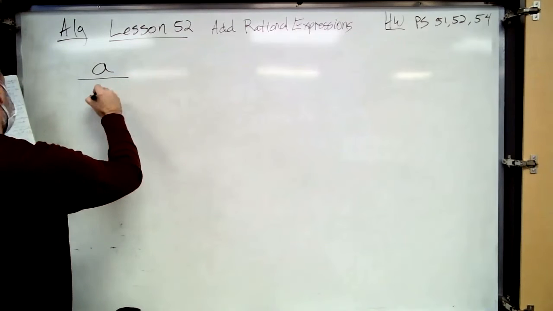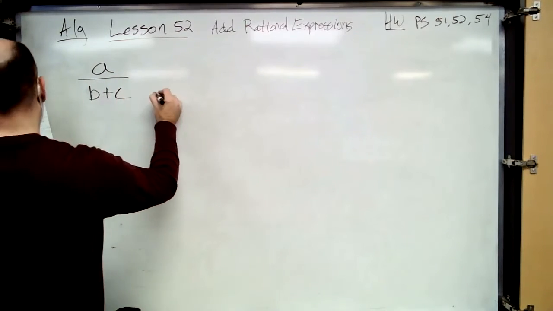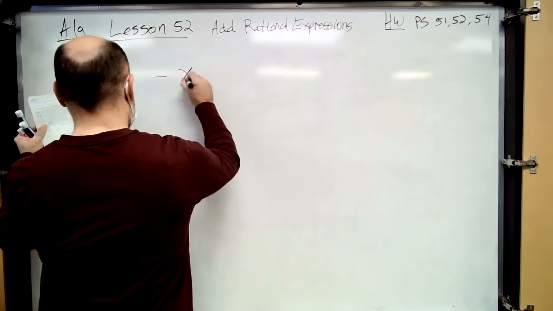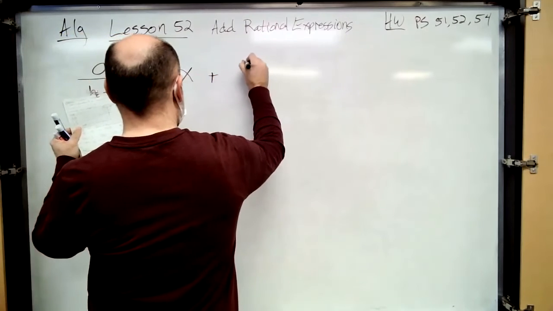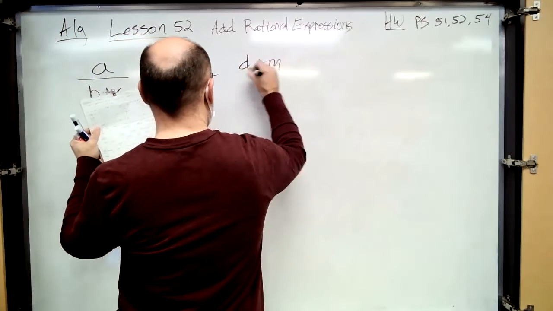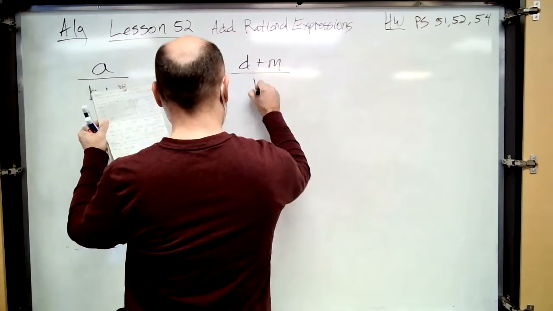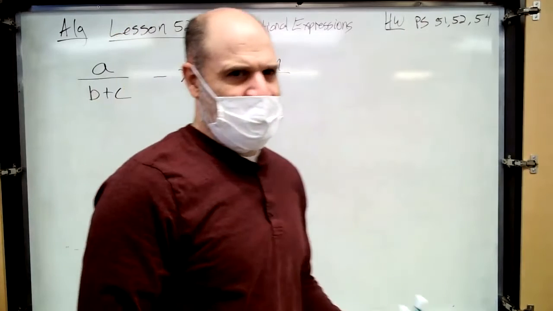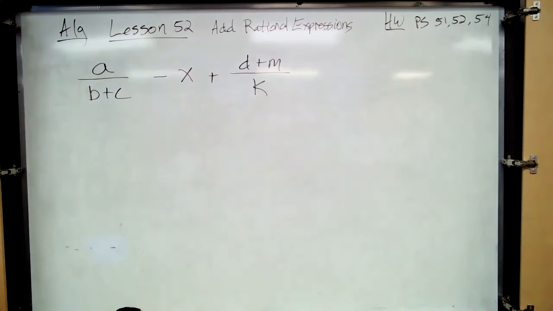A over B plus C minus X plus D plus M all over K. It looks pretty harmless, doesn't it? Once you get into it, there are some potentially confusing things. But I believe in you. I believe you can do it.